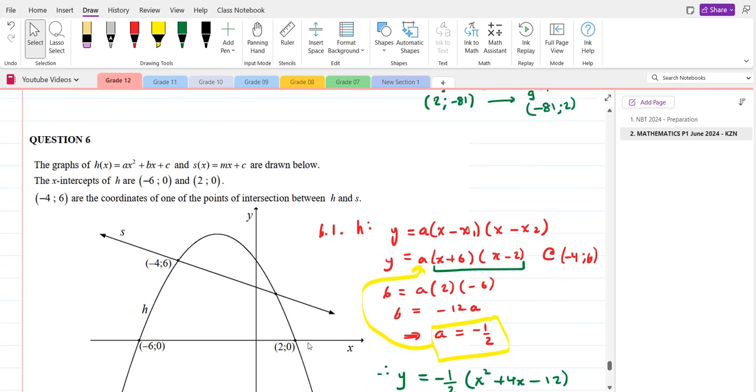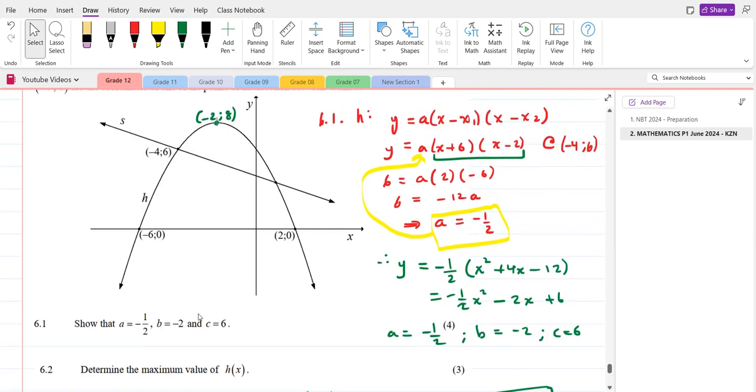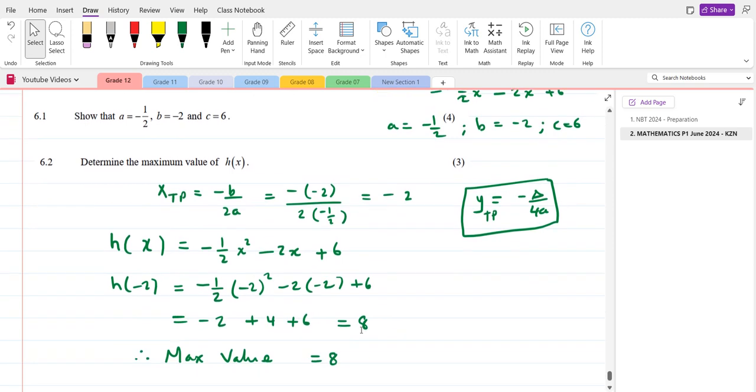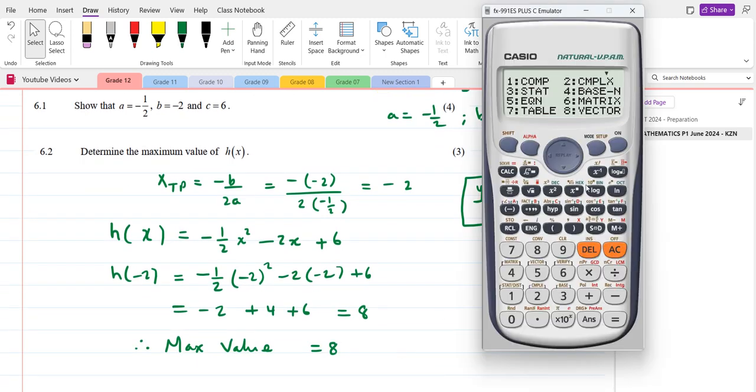So now we have the maximum here, which is negative 2 and 8. Perfect. Now let me show you a trick. Actually, the calculator gives us the minimum and the maximum value. So go to mode 5 3. Enter these values. We got minus half, minus 2 and 6.